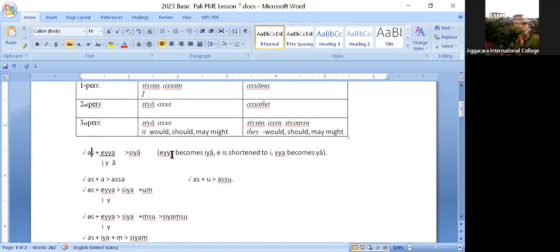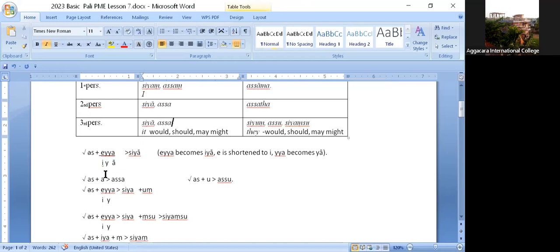Remember the root is us plus aya. Here the e changes to I, and then the double Y becomes one Y, and then the A becomes long A. So you got siya, right? This one is from the root. That's why the first one is siya.